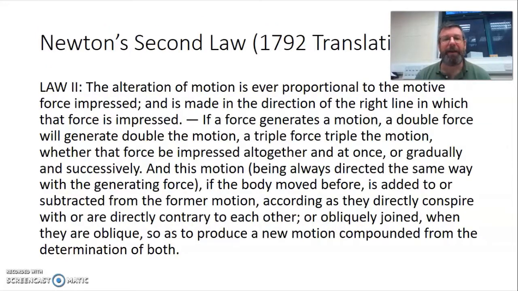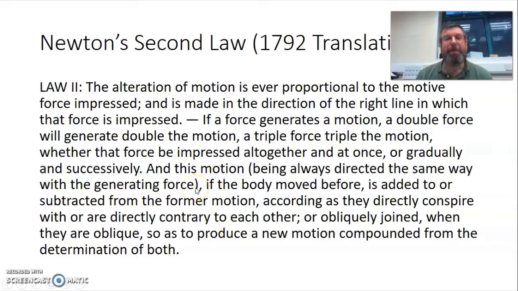So I thought I'd show you the full version of Newton's second law, not the edited highlights that were on the previous slide. And you'll see that the bit that I showed you was just the first sentence of this, and it goes on.